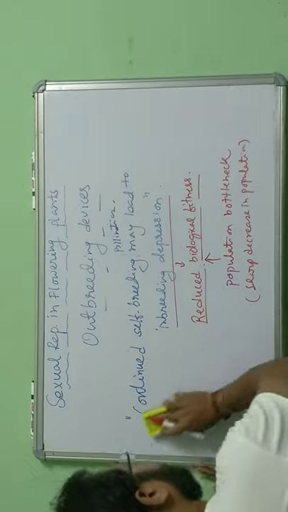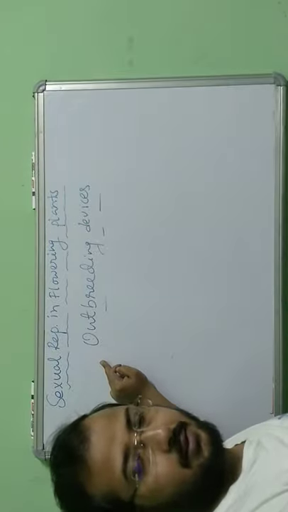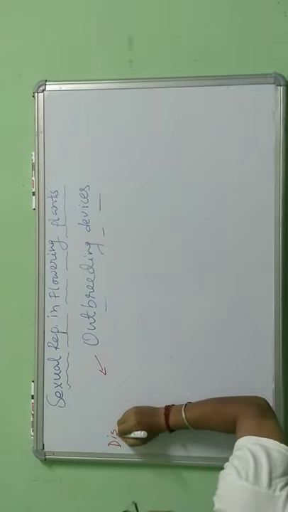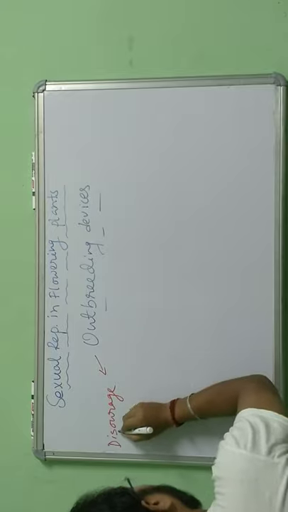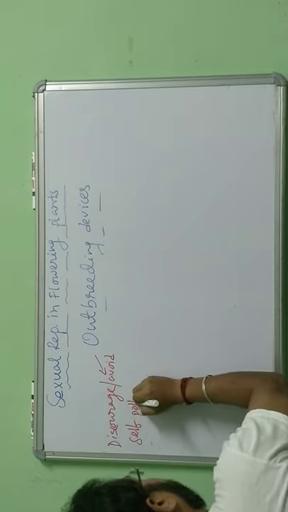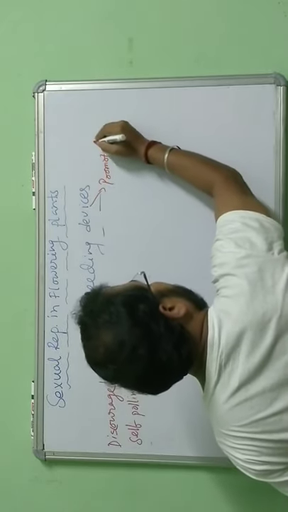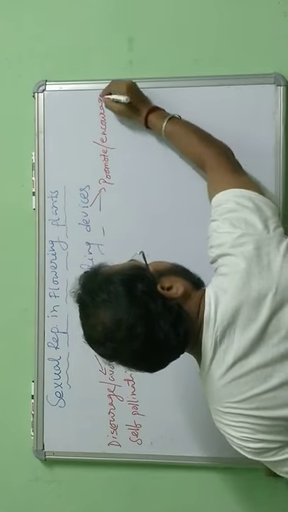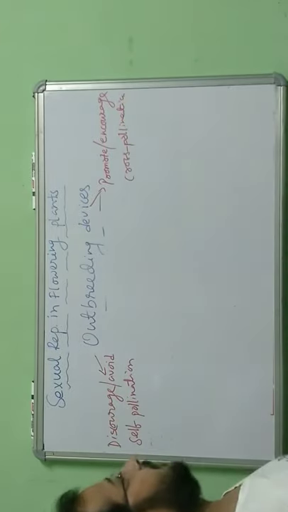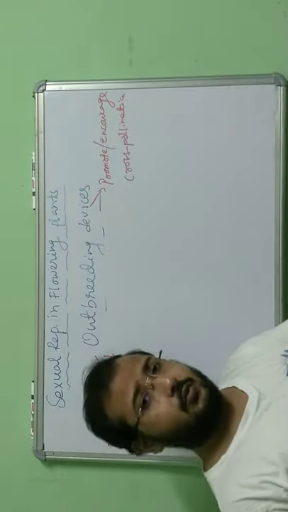So let's see what these steps are. The initiatives are known as outbreeding devices, which discourage or avoid self-pollination, and which promote or encourage cross-pollination. Now what are these devices? We will see the steps one by one.